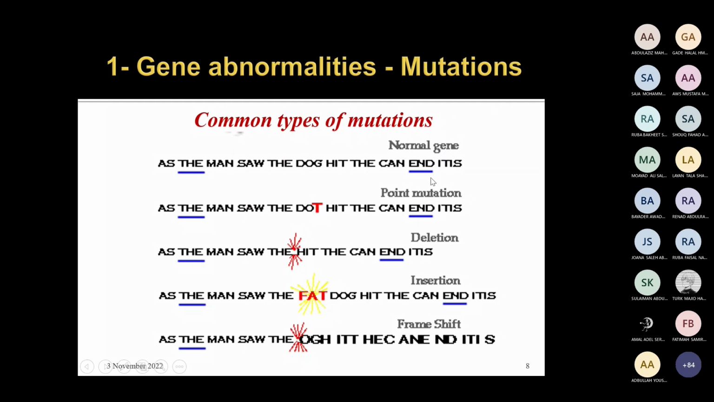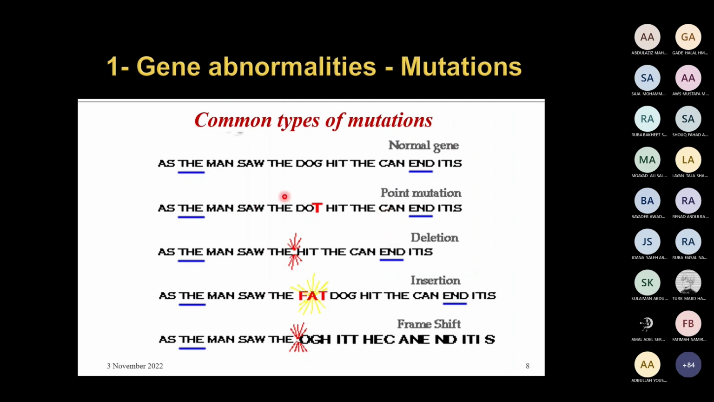If you think of a gene like a sentence with a meaning, it should start with a start codon and end when the transcription mechanism finds the end. So you would think of a sentence like 'the man saw the dog hit the can', and this should end the sentence here. Point mutations mean that one base pair changes. So instead of 'the man saw the dog', it will be 'the man saw the dot'. So the meaning would be different.